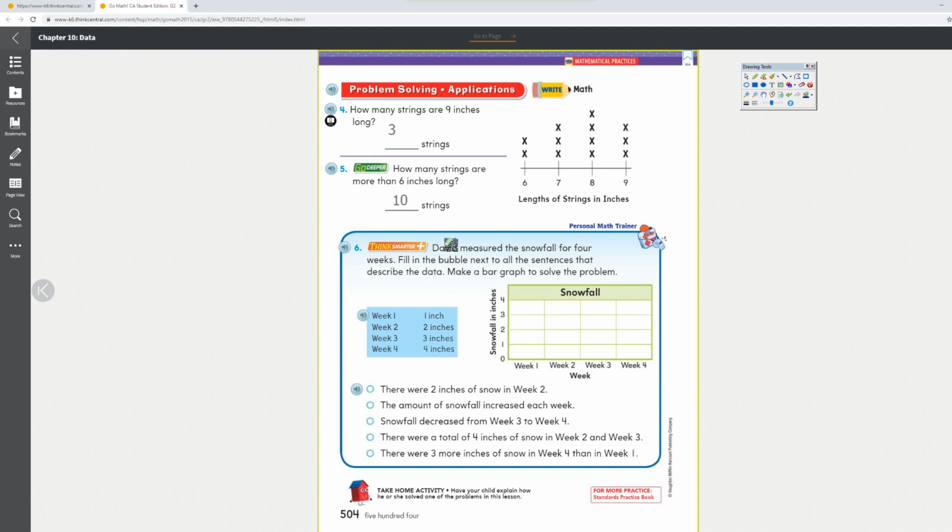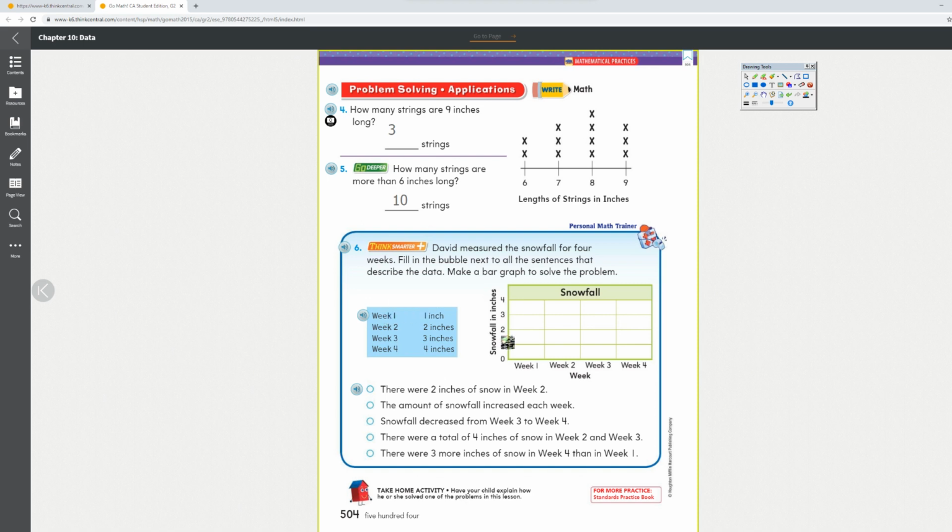Number 6, David measured the snowfall for 4 weeks. Fill in the bubble next to all the sentences that describe the data. So make a bar graph to solve the problem. First thing we need to do is complete the bar graph in order to use the bar graph to solve the problem, of course. So first step is the survey, and we have the survey title already, we have the survey categories already, and we have the data for us on the left. So all we have to do is make the bars now using the data.